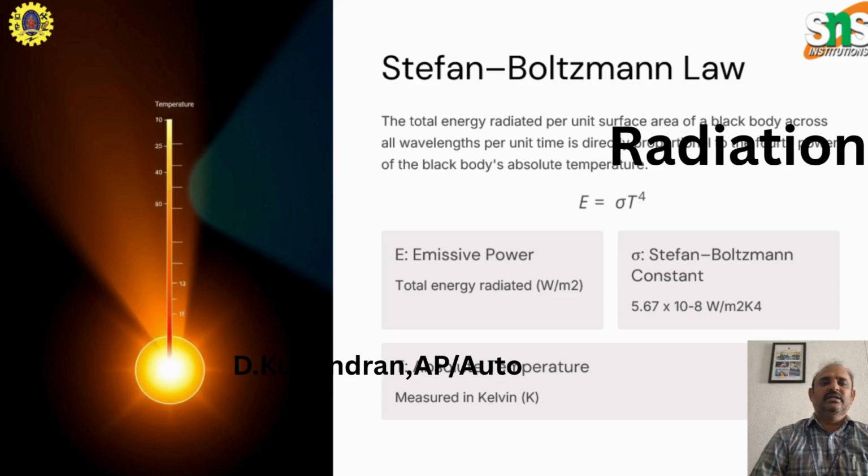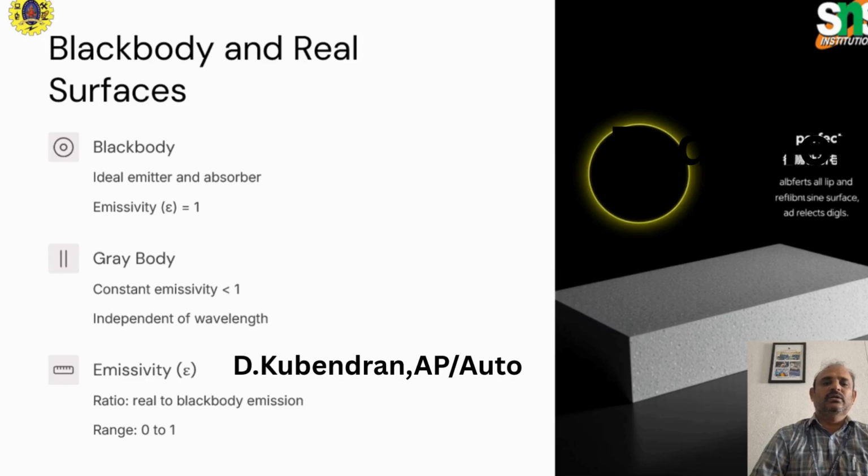Kirchhoff's law states that at thermal equilibrium, emissivity equals absorptivity. Radiation increases rapidly with temperature, to the fourth power. Radiation also depends on surface properties, including emissivity ε. Emissivity measures a surface's ability to emit radiation, and it ranges from 0 to 1.